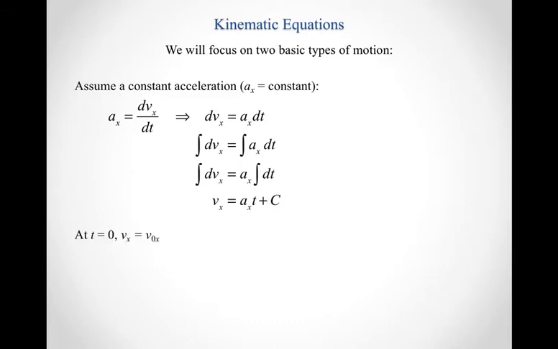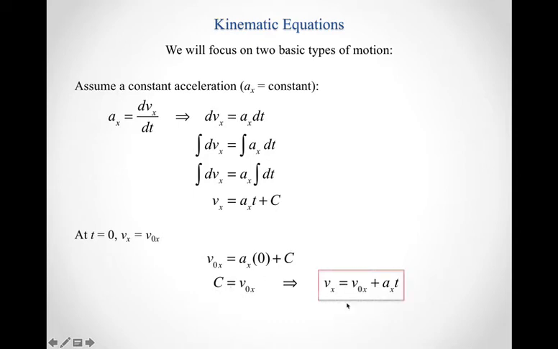At t equals 0, whenever I started my clock, my object was moving with some initial velocity in the x direction. When I plug that in, velocity at t equals 0 was just v naught x. That term disappears. It tells me that c is equal to v naught x, and so when I come back and plug that in, I get this equation. So here's one equation. It only applies when I have constant acceleration, and what it does is it gives me the x component of the velocity as a function of time.